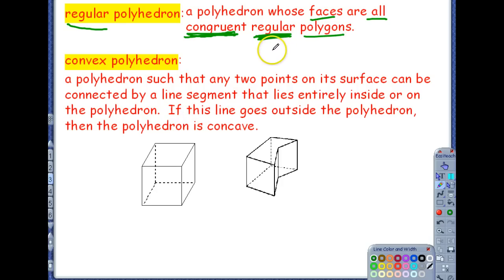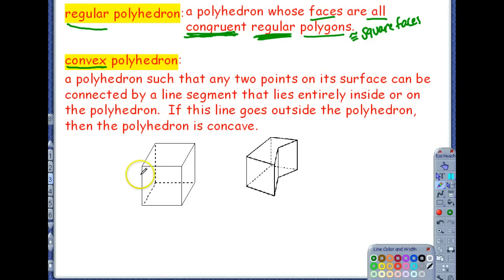A regular polygon that comes to mind is a square. So you're going to see all of the squares that make up this polyhedron all the same, or congruent squares. So congruent square faces on every part. You could have regular pentagons. You could have regular hexagons, but all of them are going to be congruent to each other. Exactly.